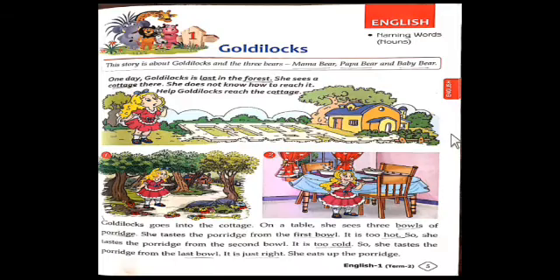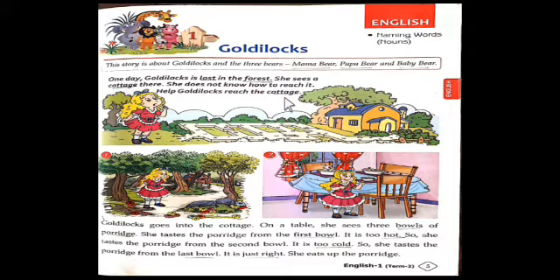Now, before we begin this story, let us complete the pre-activity which is given in your textbook. Okay, so one day Goldilocks is lost in the forest. She sees a cottage there. She does not know how to reach it. Help Goldilocks reach the cottage.